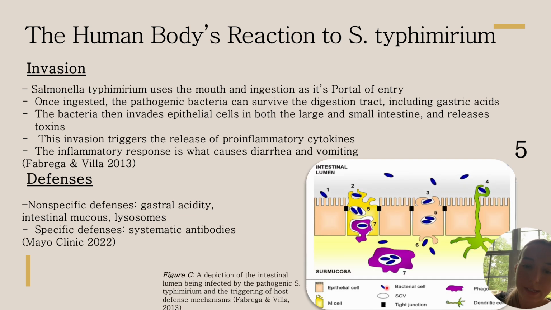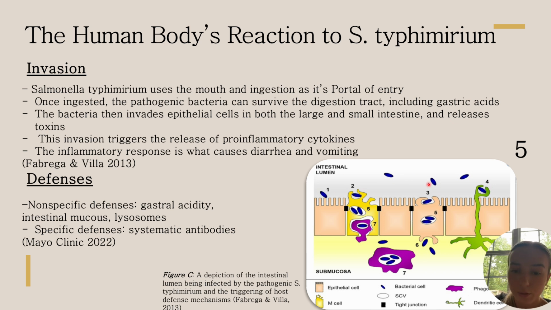This is a great representation of the invasion actively happening. I'm unfortunately covering the key for these things, but this purple one right here, that's a phagocyte, and then this green is a dendritic cell. So as we can see, the phagocyte is able to ingest a lot of the Salmonella that's coming through.